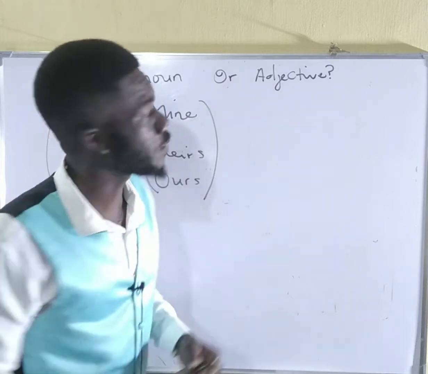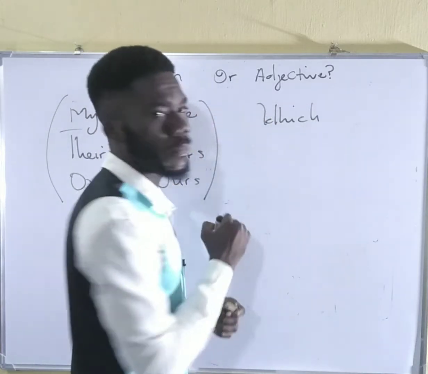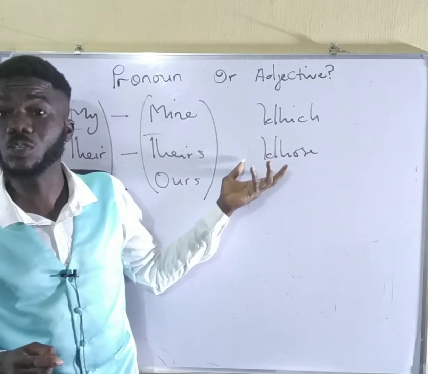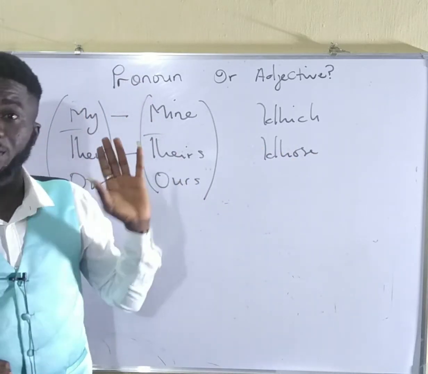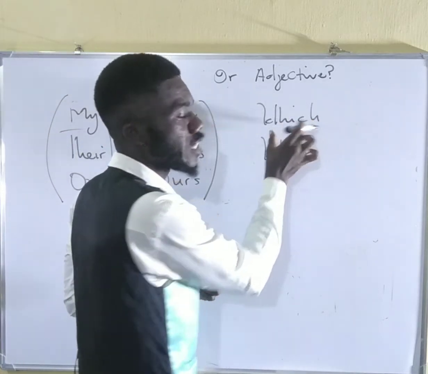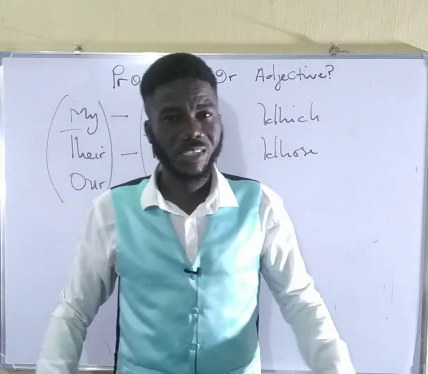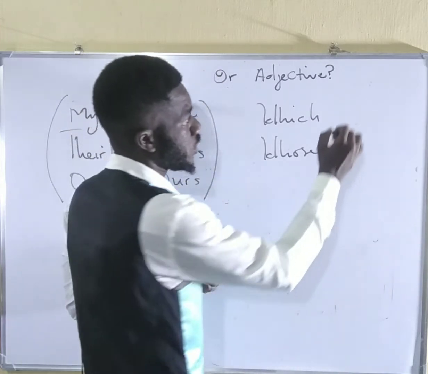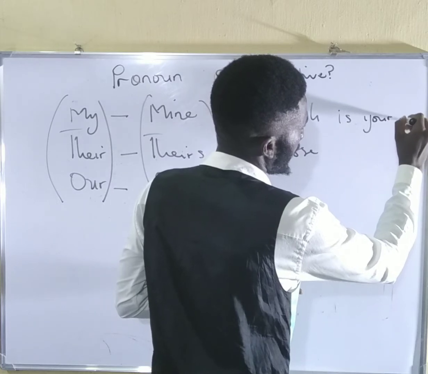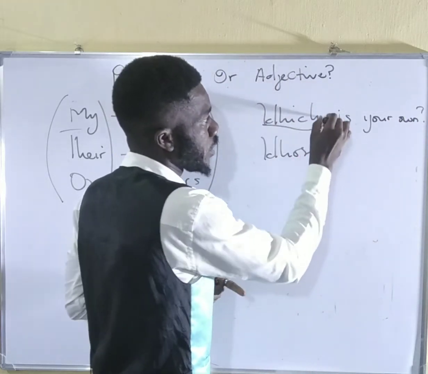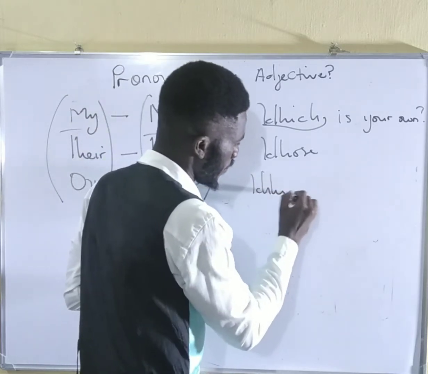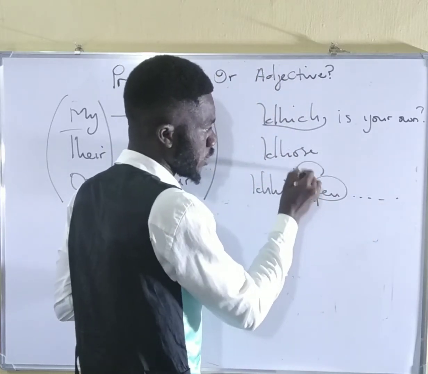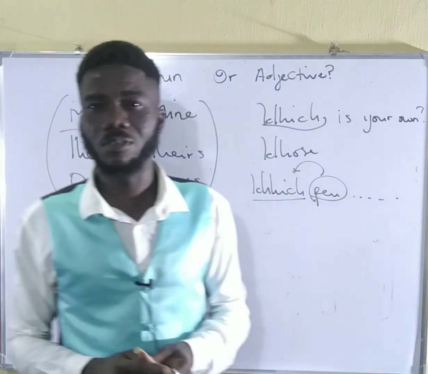It doesn't end there. You have something like which. You have something like whose. In some cases, these words function as pronouns. In some cases, they function as adjectives. The same thing I explained in the first one. Whenever you have a noun beside it, it is an adjective. If there is no noun beside it, like it replaces a name totally, that is when it becomes a pronoun. Which is your own here. This which here is a pronoun. But when it says which pen is your own, in this situation, there is a noun here that this is qualifying. Therefore, this becomes an adjective. I believe it is clear.